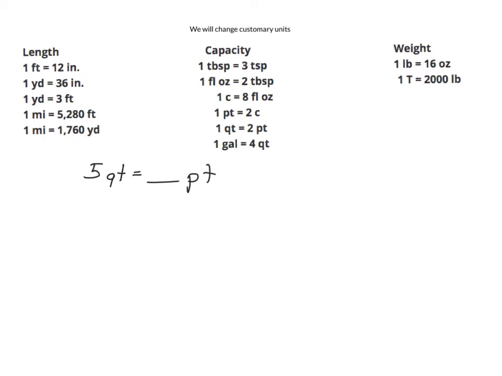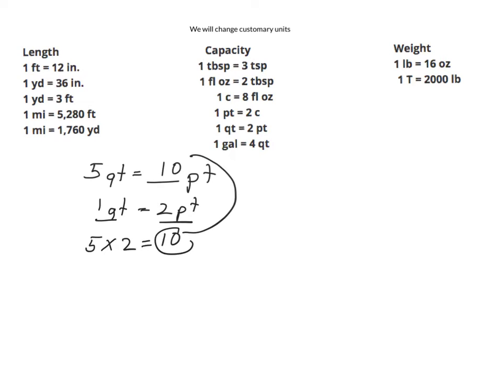So first we have to think 1 quart equals 2 pints. So that means we need to take our quarts. We want to change quarts to pints. We have to think 5 quarts times 2, or 5 times 2 equals 10. So 5 quarts equals 10 pints.